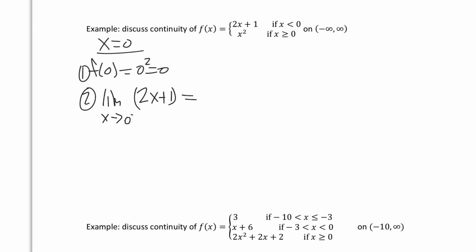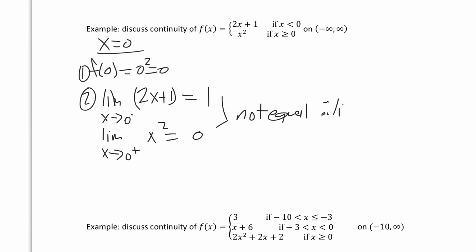So we get 2 times 0 plus 1, which is going to be 1. Limit as x approaches 0 from the right. In this case, we're going to look at the portion greater than 0, so that's x squared. 0 squared is 0. Uh-oh. These are not equal. Well, they're not equal, so therefore the limit as x approaches 0 of f of x does not exist.